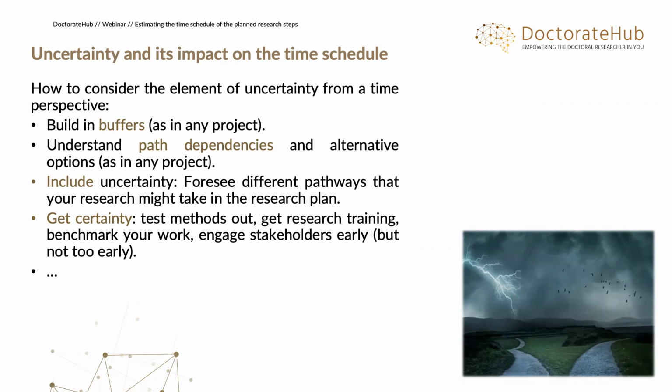Understand where they are and how you will use them. Now, another thing is, if you have a proposal, understand past dependencies and alternatives, if there are any. Again, this is very much a project management thing, and it can be well trained. You perhaps already get it. Project management skills are a friend if you have them. Now, another thing is you could include uncertainty. You could foresee different pathways that your research might take in the research plan.